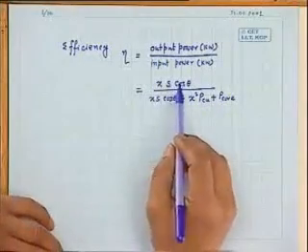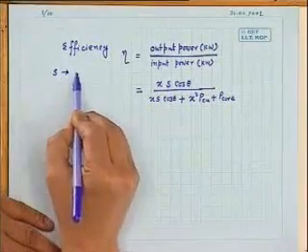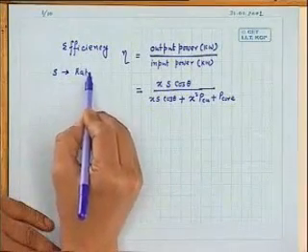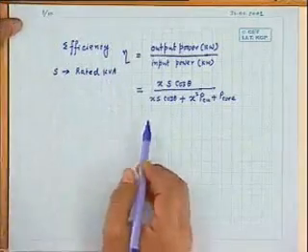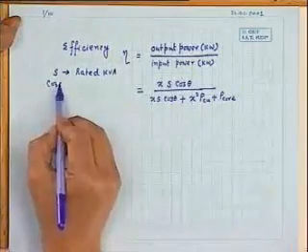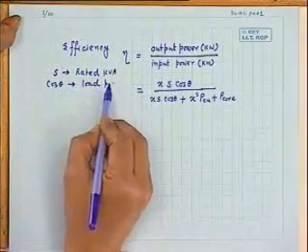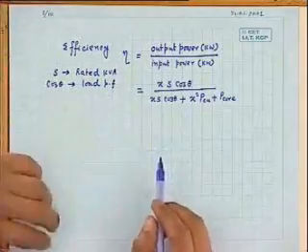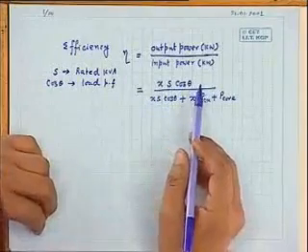Now, in case of a transformer, if S is the rated kVA, and cosine theta is the load power factor, then the output power in kilowatt will be X into S into cosine theta.